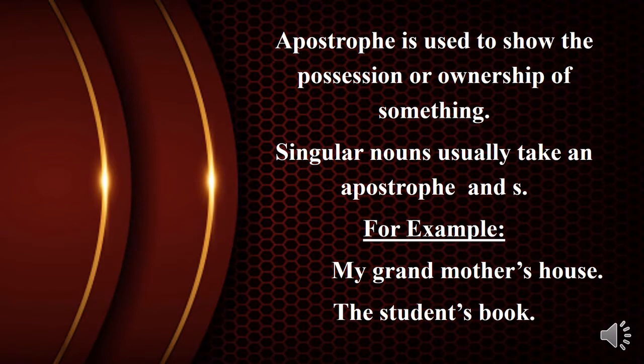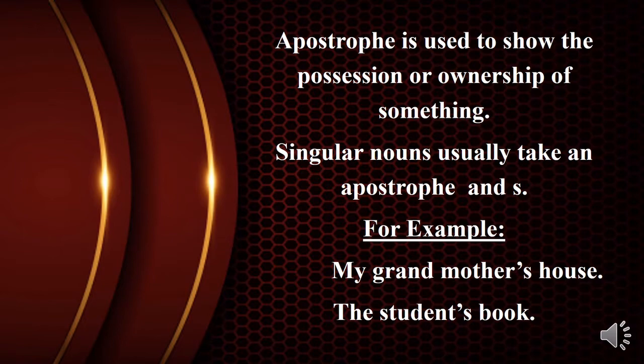Apostrophe is used to show the possession or ownership of something, which means that we can use an apostrophe in order to show the possession or ownership of something in our writing. Singular nouns usually take an apostrophe and s. Observe the following example here. My grandmother's house. Here we have used an apostrophe in order to show the possession and ownership of grandmother over her house. Observe the second example here, the student's book. Here we have also used apostrophe in order to show the possession and ownership of student over his book.